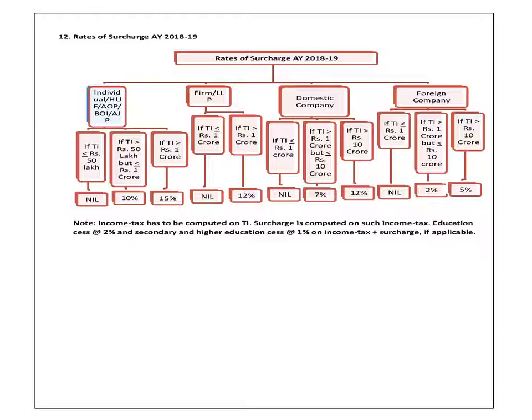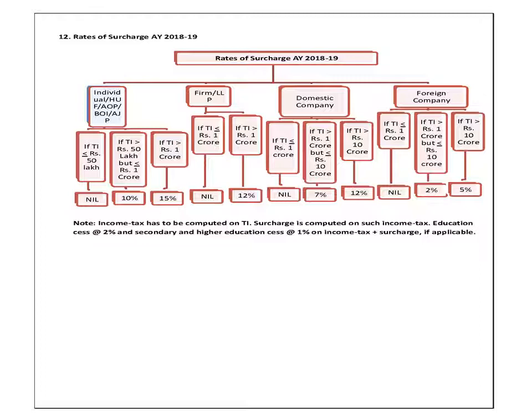Now for firm or LLP, if the total income is lesser than or equal to 1 crore, the surcharge is nil. If the total income is greater than 1 crore, the surcharge is 12 percent. Next, for domestic company, if the total income is less than or equal to 1 crore, surcharge is nil. If the total income is greater than 1 crore but less than or equal to 10 crore, the surcharge is 7 percent. If the total income is greater than 10 crore, then the surcharge is 12 percent.